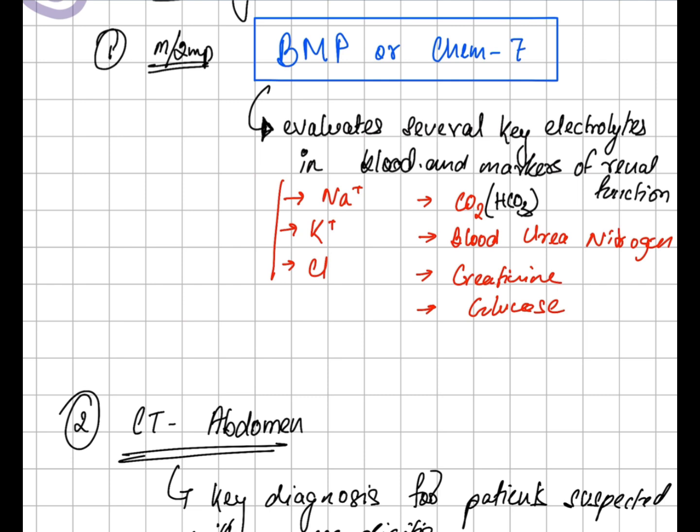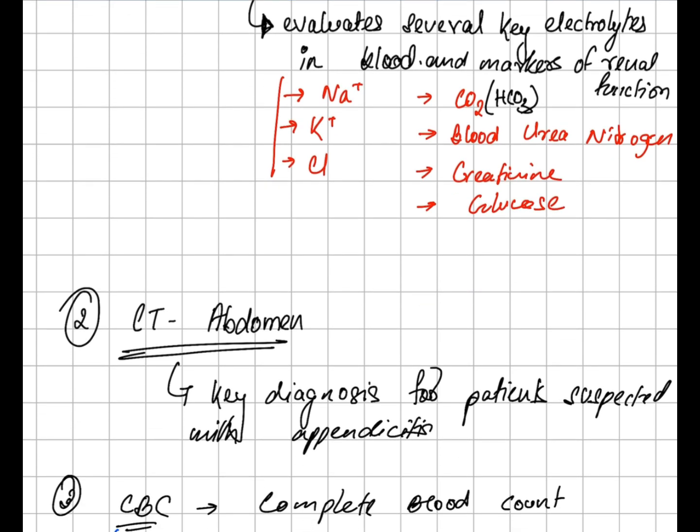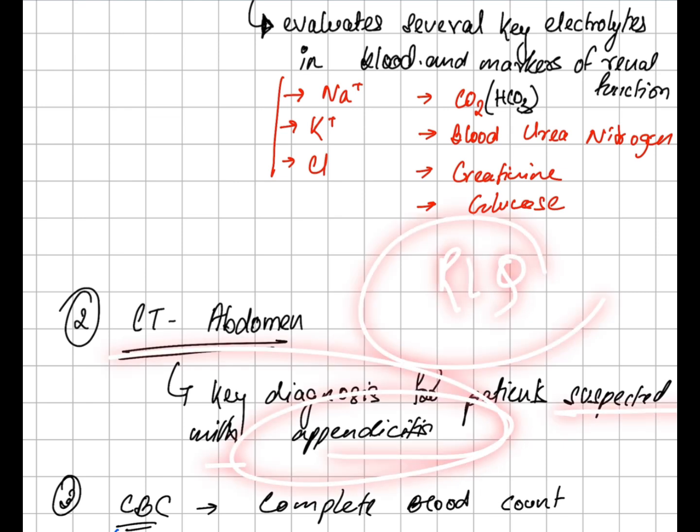Now after that, what will we do? We will do a CT of the abdomen. As we have found there is tenderness, to confirm it we must do a CT scan. It is a key diagnostic test for a patient suspected of appendicitis. As he has right lower quadrant pain, we will do a CT scan.